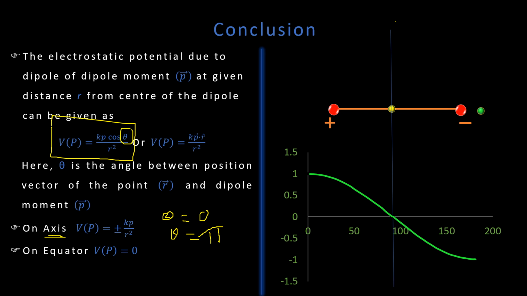So that was the topic, electrostatic potential of a dipole. I hope you could understand it. Thank you.